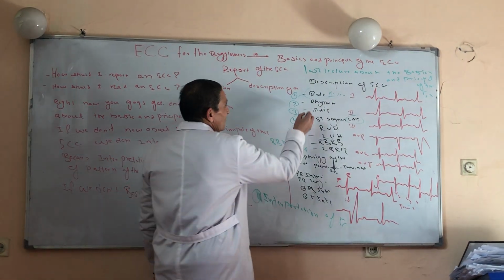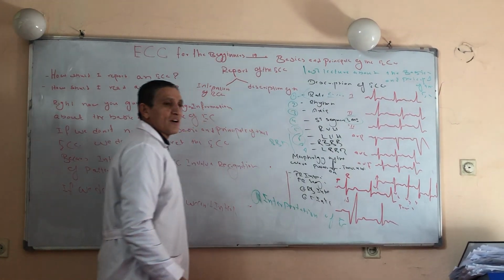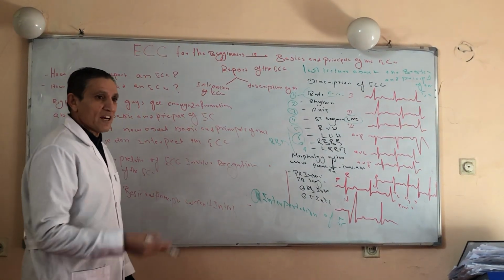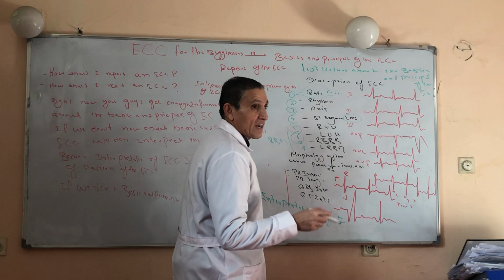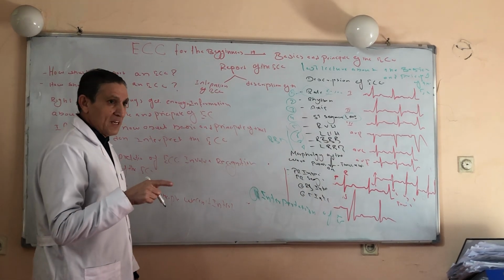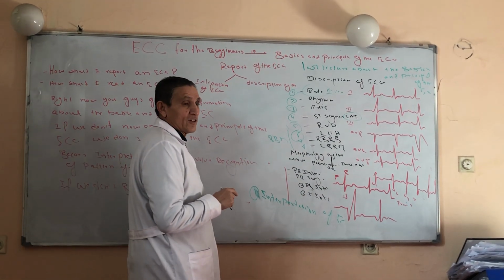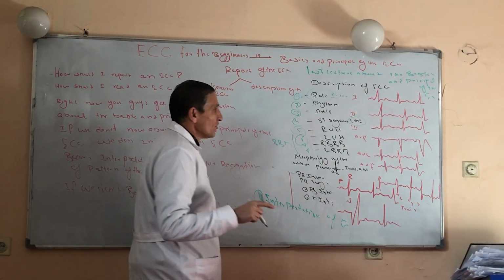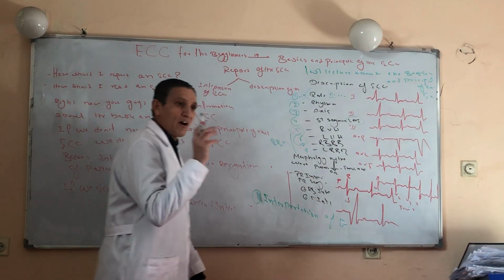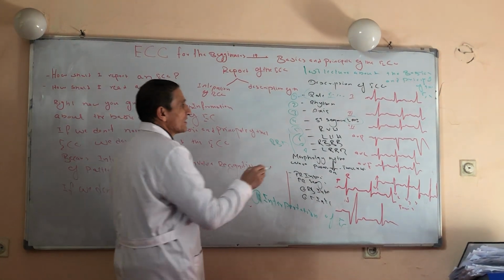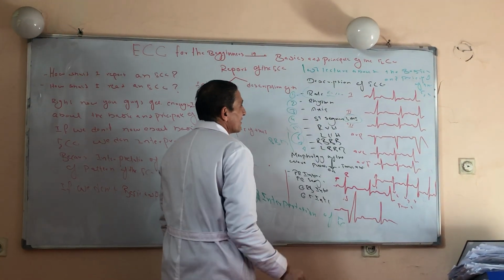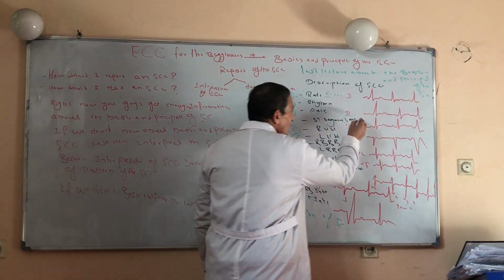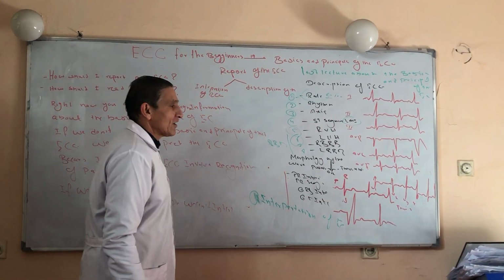The second is rhythm. How should I define the rhythm? In the ECG, a normal rhythm is the rhythm which has a well-defined P wave. It means the atrium should be stimulated by the SA node. If the atrium is stimulated by the SA node, it produces a well-defined P wave on the ECG paper, which represents the normal rhythm. And every P wave should be followed by a QRS complex.